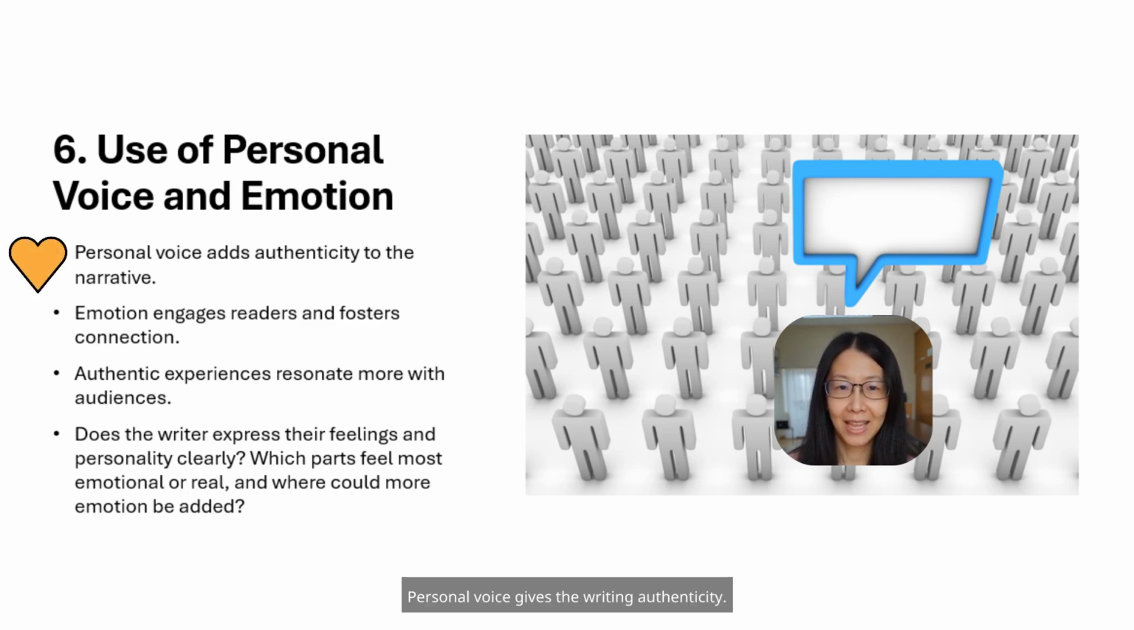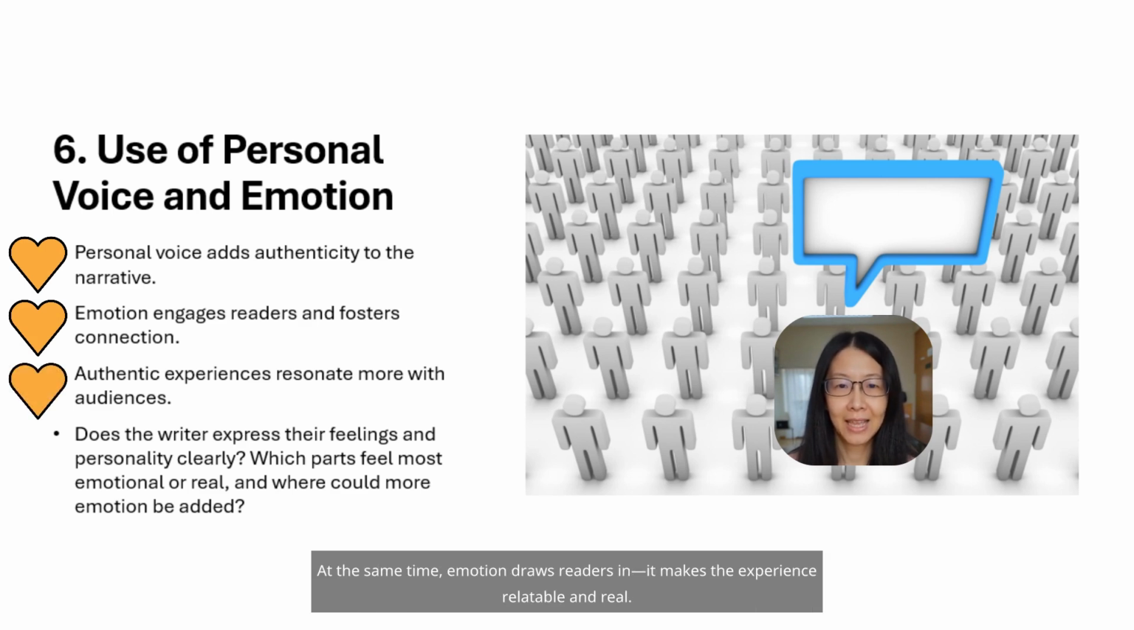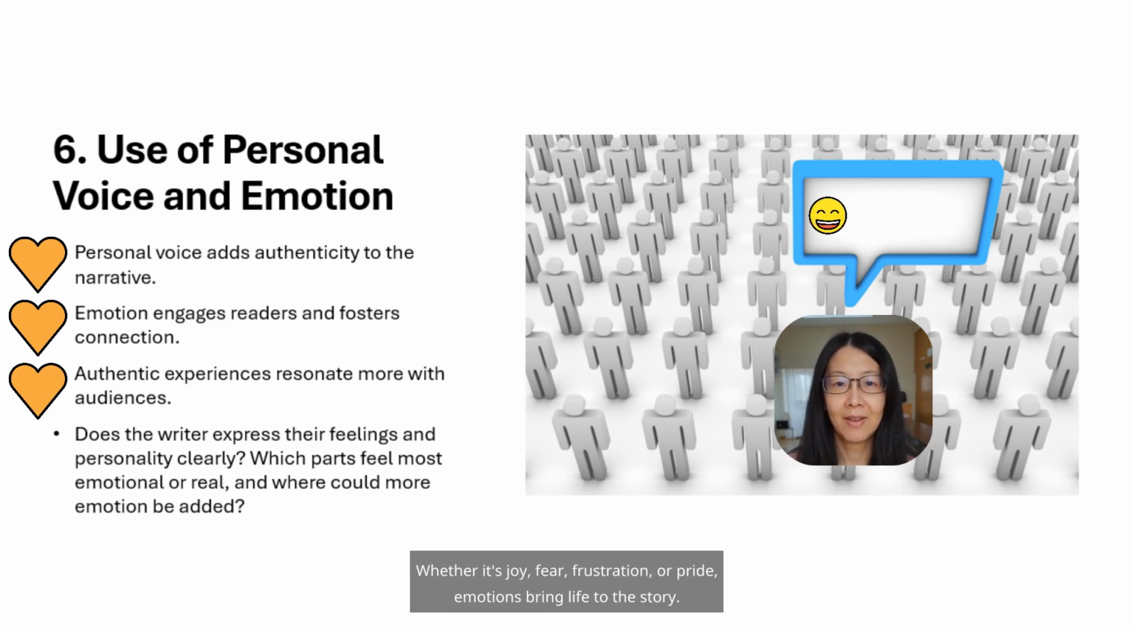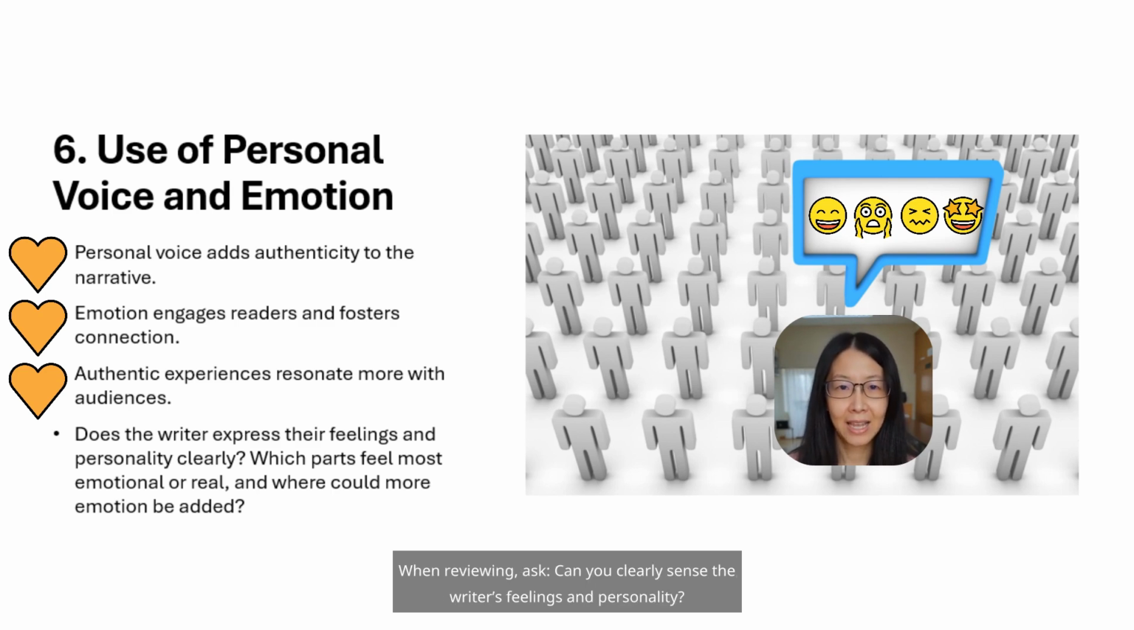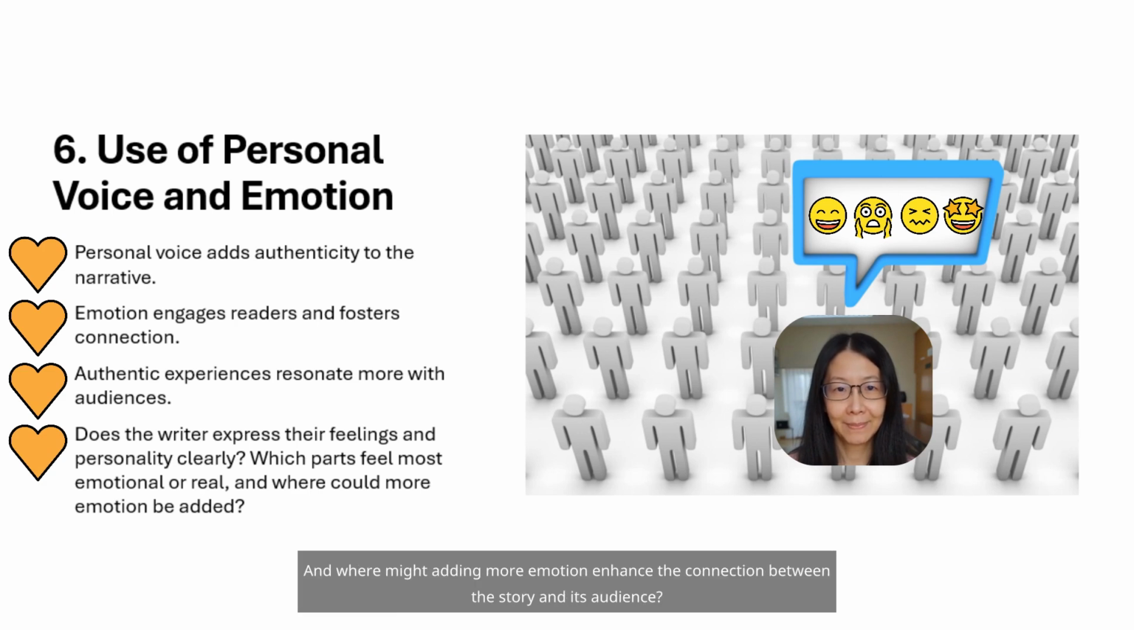A narrative becomes truly powerful when it carries a personal voice and emotional depth. Personal voice gives the writing authenticity. It helps the audience hear the writer's unique tone, personality, and perspective. At the same time, emotion draws readers in. It makes the experience relatable and real. Whether it's joy, fear, frustration, or pride, emotions bring life to the story. When reviewing, ask, can you clearly sense the writer's feelings and personality? Which parts feel especially genuine or moving? And where might adding more emotion enhance the connection between the story and its audience?